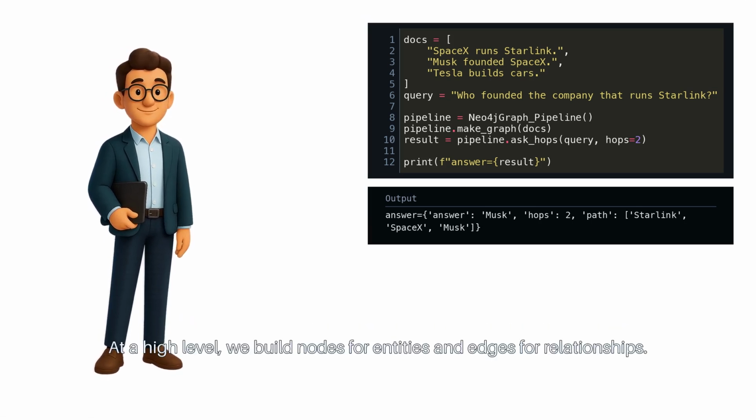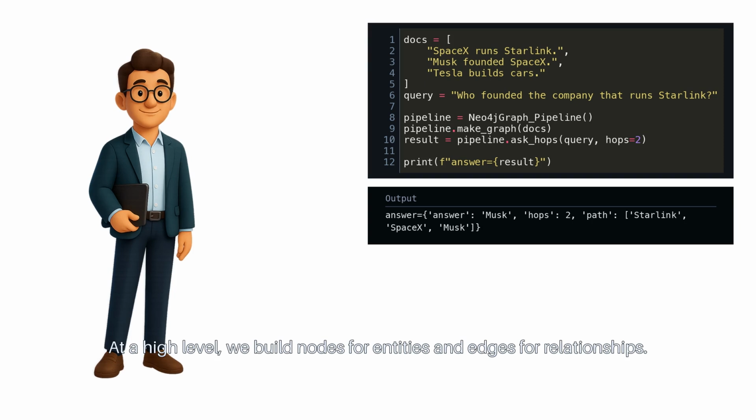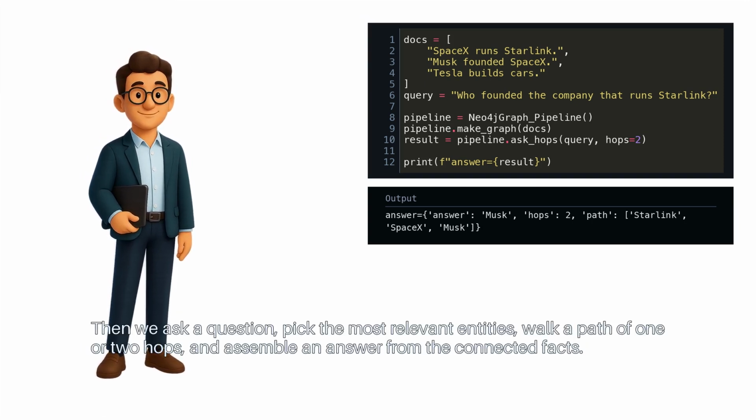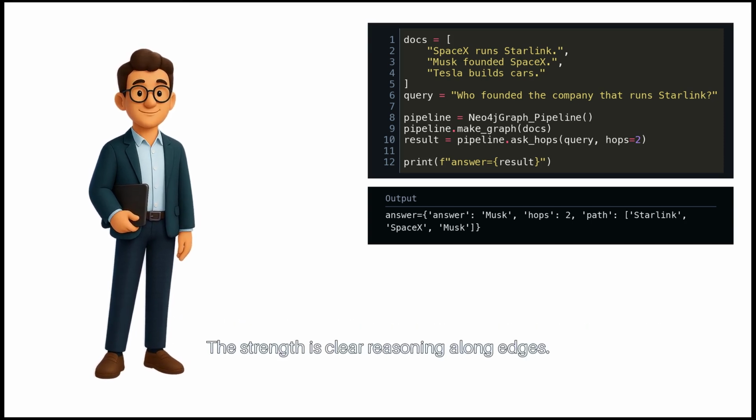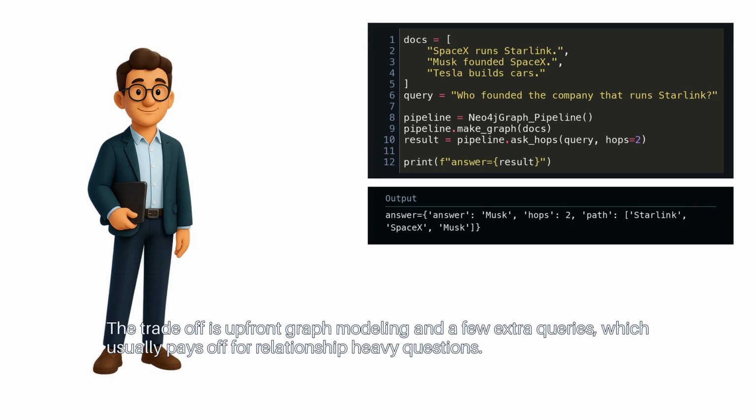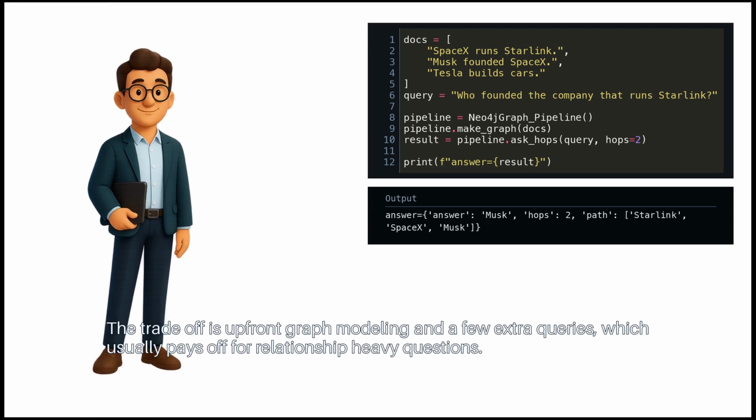At a high level, we build nodes for entities and edges for relationships. Then we ask a question. Pick the most relevant entities, walk a path of 1 or 2 hops, and assemble an answer from the connected facts. The strength is clear reasoning along edges. The trade-off is upfront graph modeling and a few extra queries, which usually pays off for relationship-heavy questions.